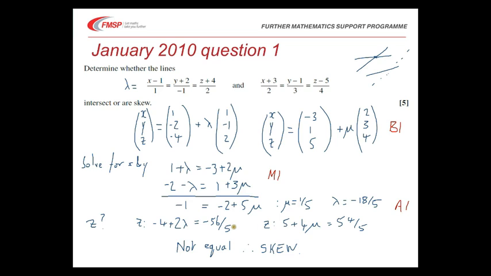And then finally here there's a method mark for this attempt to solve for z, and an accuracy mark for the final statement of them not being equal, therefore they're skew. So that's looking at how this way of writing the equation of a line can be turned into the vector equation of a line, and how we can use that to solve some problems in 3D vectors.